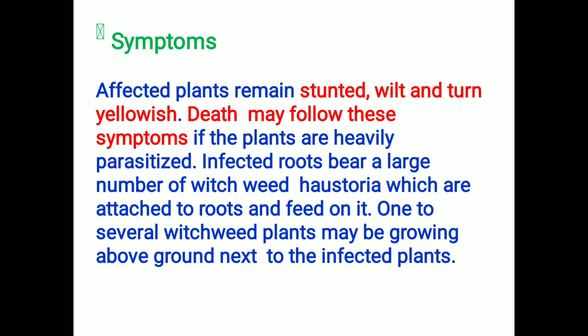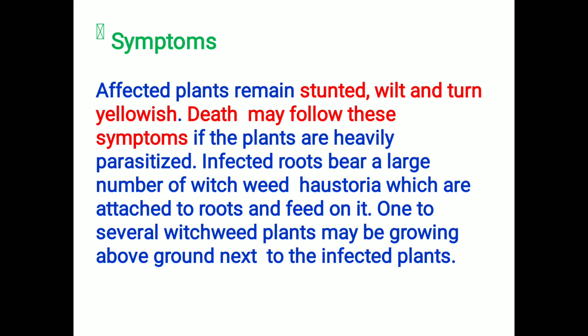If such plants are heavily parasitized, the infected roots bear a large number of witchweed haustoria which are attached to the roots and feed on it. Okay, so this is one of the important things that indicates the symptoms. That is a bunch of Striga which is surrounding the stem, and if you pull out the plants, on the stem the growth of Striga plant takes place that absorbs the nutrient and water.